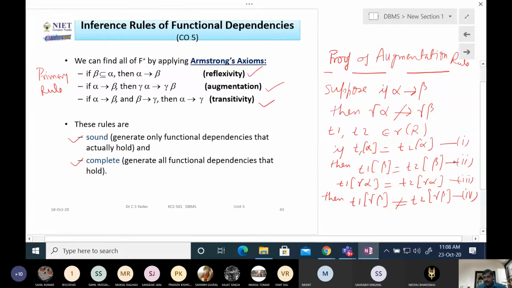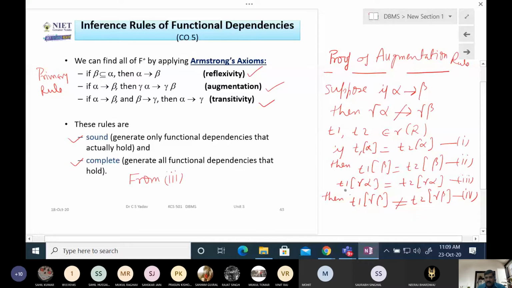So we develop these four equations through the definition of functional dependency. Did you get it? Hello? Please let me know. Vineet Raj. Yes, sir.